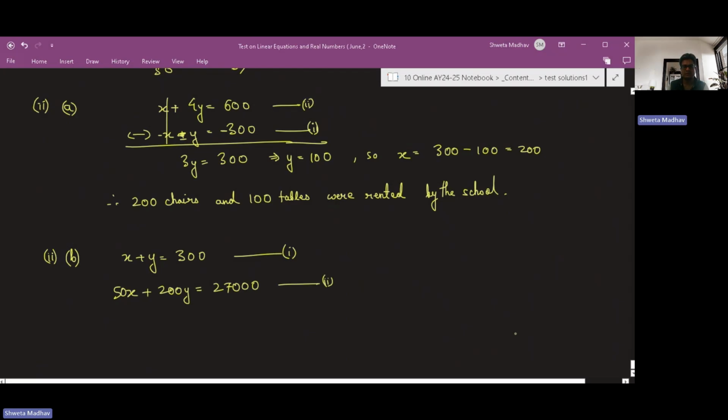Now we can simplify it, and then we write it as equation 2. If we divide both sides by 50, then we will get X plus 4Y equals 27,000 divided by 50, which is 540. So this is our equation 2 then.